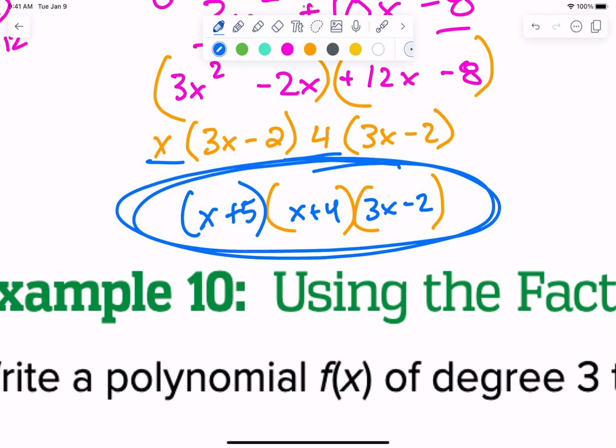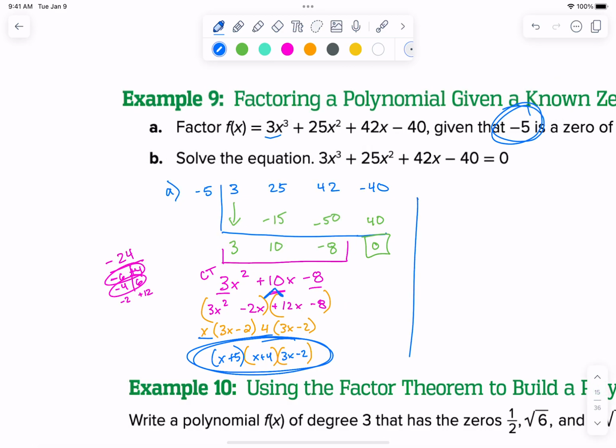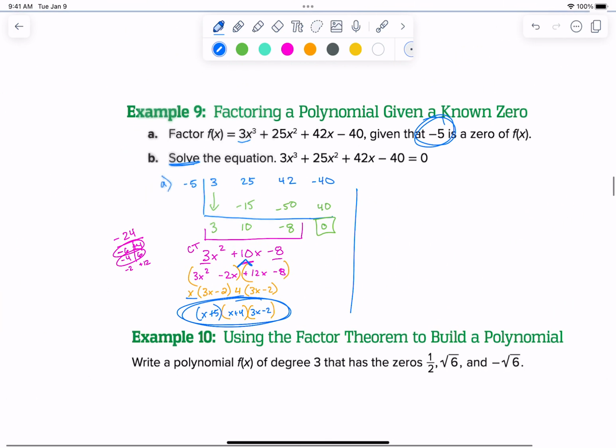That's only A? We have to do B still? That's only A, yeah. We gotta do B now. Okay, this one is saying solve, not factor. This is factor. So when it says solve, we have to actually go one step further and set them equal to 0.